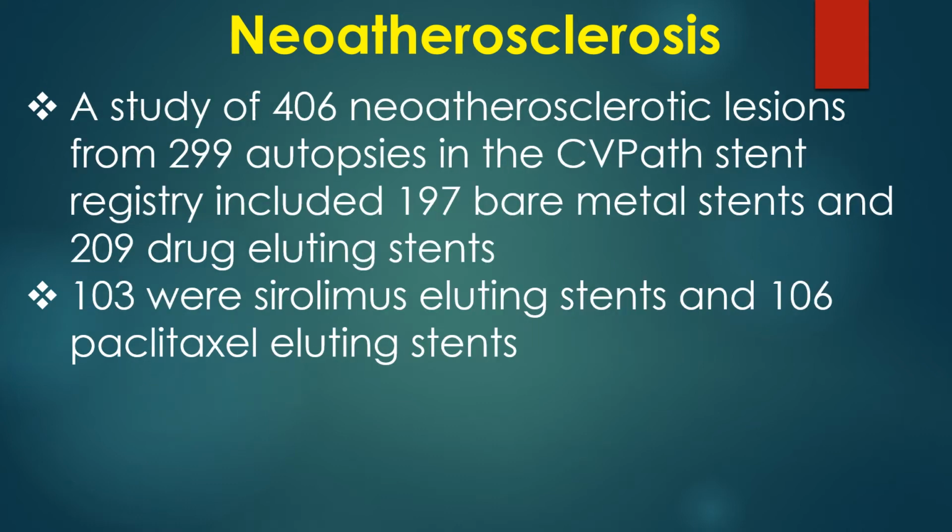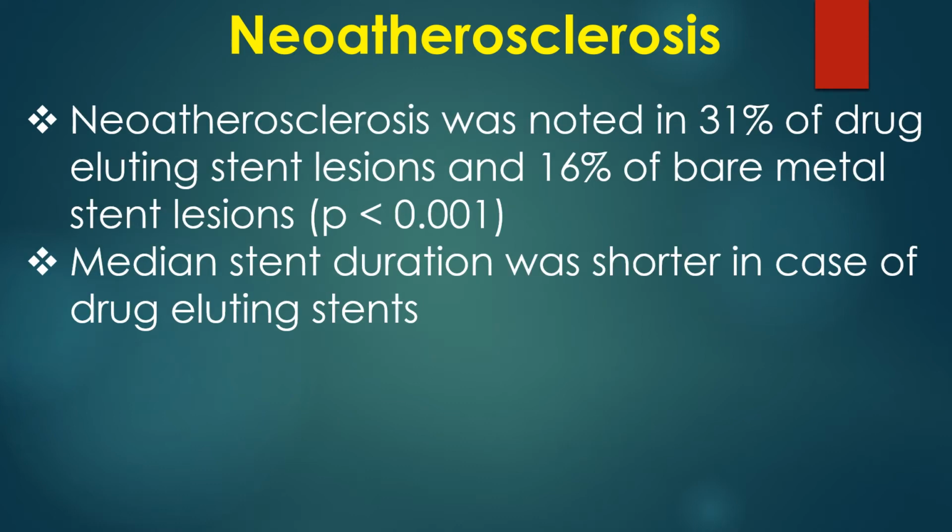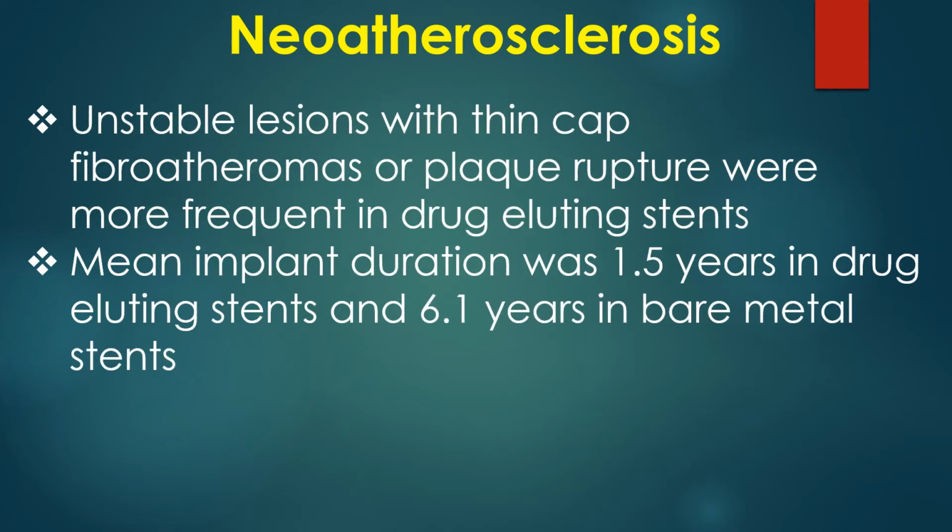A study of 406 neoatherosclerotic lesions from 299 autopsies in the CVPATH stent registry included 197 bare metal stents and 209 drug eluting stents. 103 were sirolimus eluting stents and 106 paclitaxel eluting stents. Neoatherosclerosis lesions were noted in 31% of the drug eluting stent lesions and 16% of bare metal stent lesions. Median stent duration was shorter in case of drug eluting stents. Unstable lesions with thin cap fibroatheromas or plaque rupture were more frequent in drug eluting stents. Mean implant duration was 1.5 years in drug eluting stents and 6.1 years in bare metal stents.